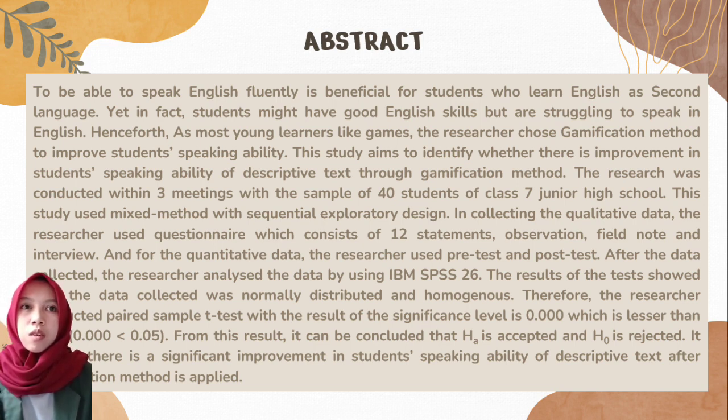26. The results of the test showed that the data collected was normally distributed and homogeneous. Therefore, the researcher conducted a paired sample t-test with a significance level of 0.000, which is lesser than 0.05, and from this result it can be concluded that the alternative hypothesis is accepted and the null hypothesis is rejected. It means there is a significant improvement in students' speaking ability of descriptive text after the gamification method is applied.